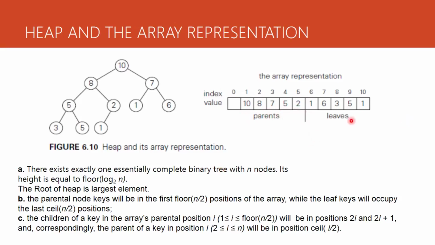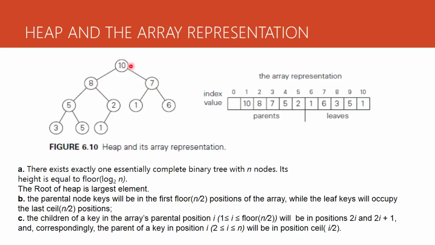So how many parent nodes do we have? 1, 2, 3, 4, 5. So that means you can see up to the first n by 2, 10 by 2 positions, 5 positions will take parents and the remaining are leaves.